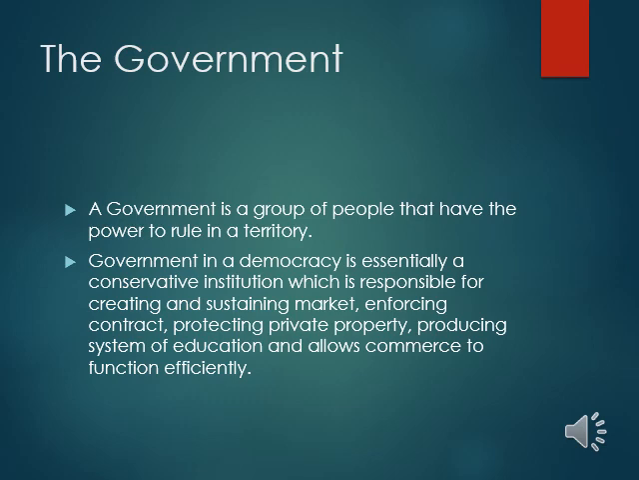Government rules over us according to the Constitution of India. Constitution means a book of rules and regulations for a country. A government is a group of people that has the power to rule in a territory or country. Who gives power to the government? It means we, the people, are the ones giving power to rule over us.